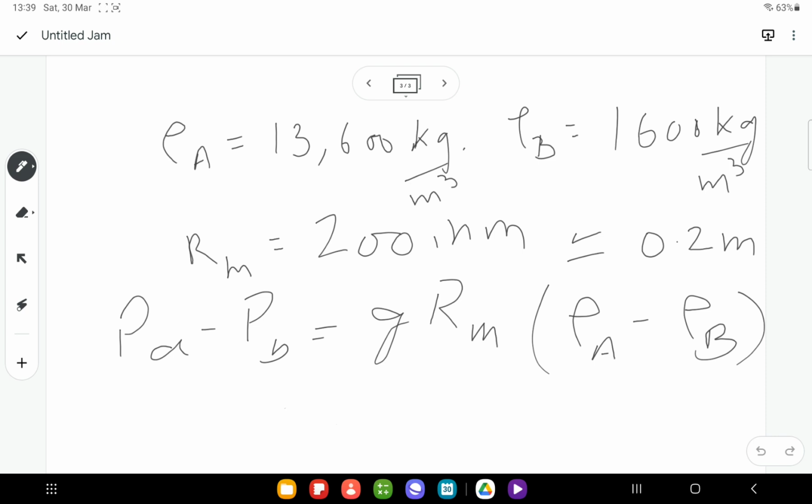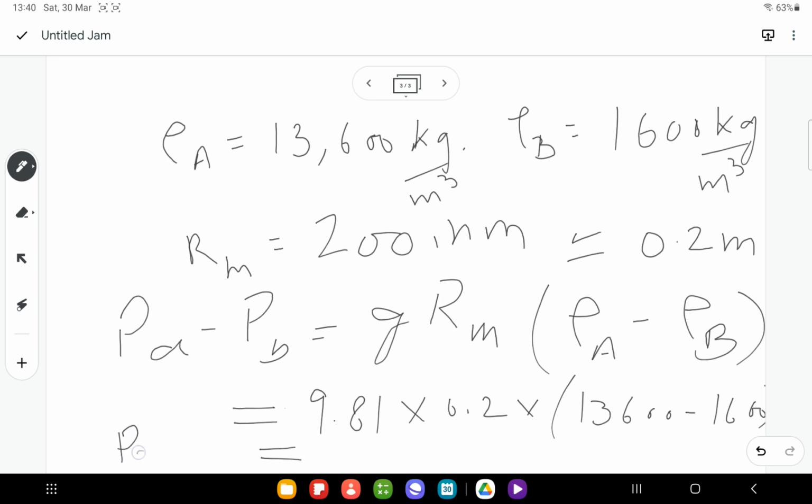Then what is the pressure difference formula? The pressure difference formula is G Rm rho a minus rho b. So it is PA minus PB is G, which is 9.81, into Rm, which is 0.2, into 13,600 minus 1600. So when you do this calculation, you will get the answer. The answer I am not telling you because you can calculate this. So this will give you the pressure difference in this manometer. So it is as simple as it is, right?